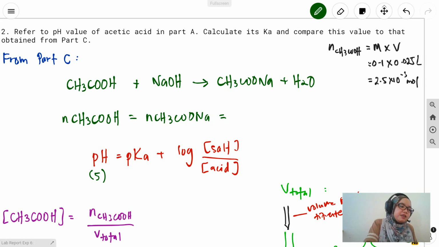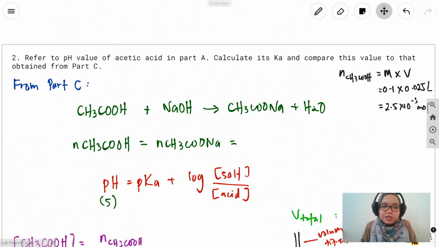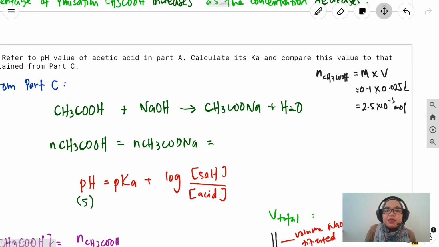So, if you look at the experiment from part C, there are 2 conical flasks here. Flask X and flask Y both contain CH3COOH. But for flask X, you need to titrate with sodium hydroxide. For the equation, CH3COOH plus sodium hydroxide will give CH3COONa plus H2O. So this is your chemical equation for the experiment in part C.